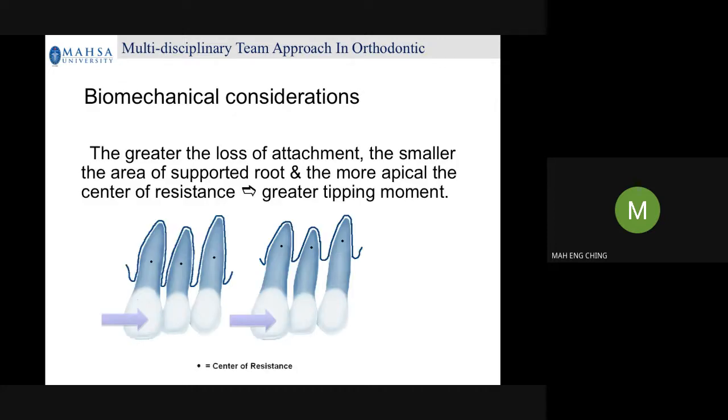So with the greater force or loss of attachment, let's say they have more periodontal damage, the smaller the area of the supported tooth, the more apical the centre of resistance will move, and the greater the tipping movement. You can see from these pictures that the centre of resistance moves up when the periodontal support is compromised. The bone resorption causes the centre of resistance to move apically. So when you apply the same force to the periodontitis patient, it causes more tipping movement compared to the healthy adult patient, which would cause bodily movement.